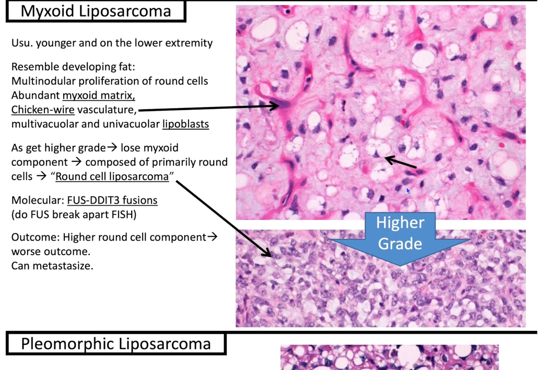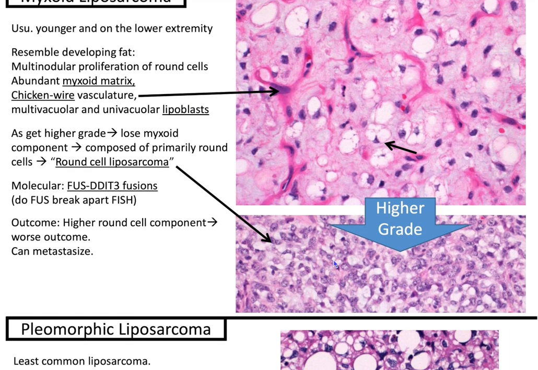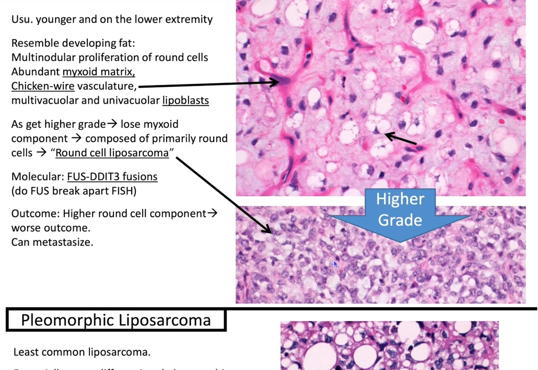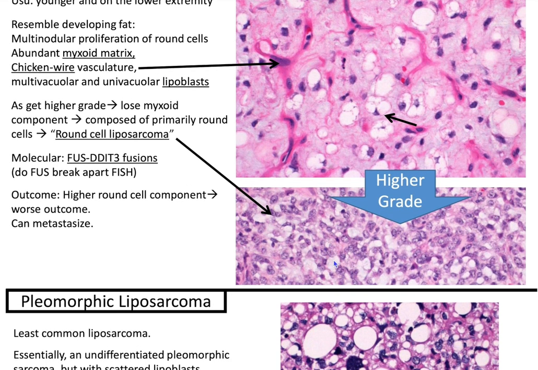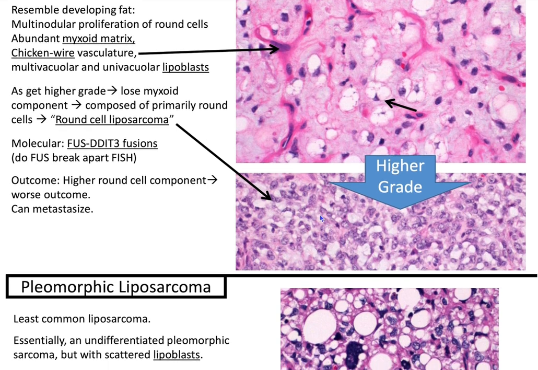As you get higher grade, you lose the myxoid component and it's more cellular, composed of these round cells. And so that's round cell liposarcoma, high-grade myxoid liposarcoma. Molecularly, you can do a FUS-DDIT3 fusion to identify this.